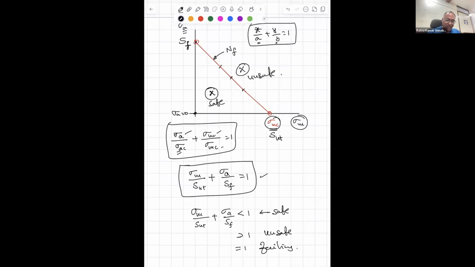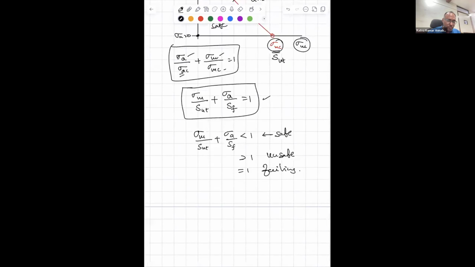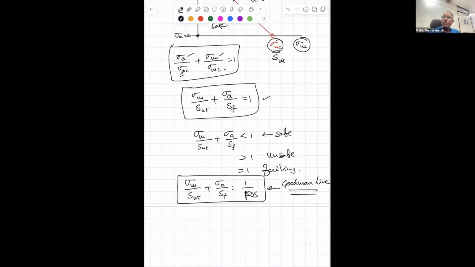If you want to add a factor of safety to this, then sigma m by SUT plus sigma a by SF is equal to 1 by factor of safety. I don't want to use n because n is used for number of cycles, so I am using FOS for factor of safety. That is how you write this equation, and it is popularly known as the Goodman line. You have heard of the Goodman diagram, isn't it? Yes, sir.